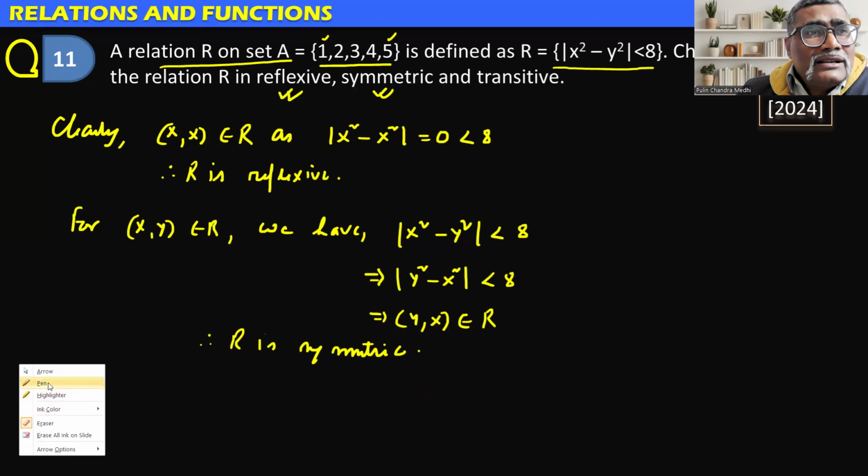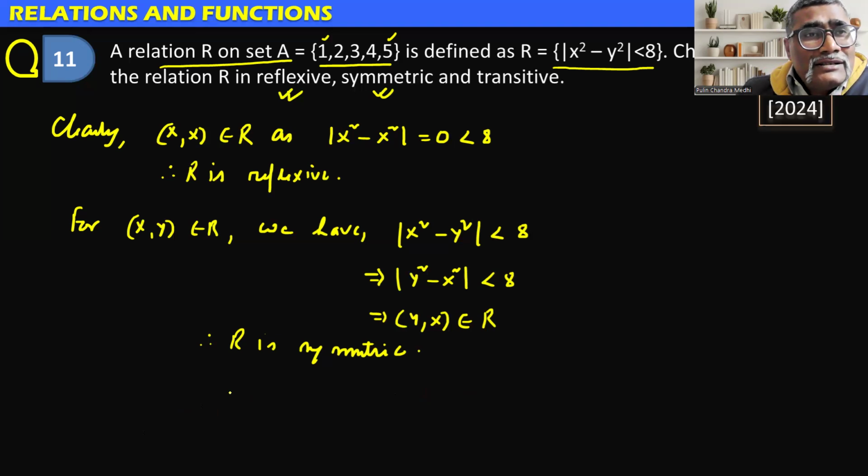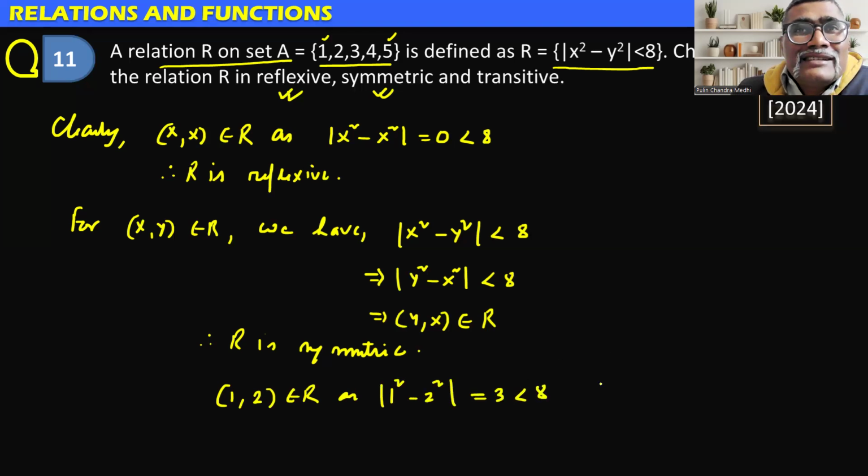First, let me try to take two numbers which are related to each other. Say 1 is related to 2. Is it related? Yes. Why is it related? As 1 square minus 2 square is equal to 3, which is much less than 8. So related. Now, which other number do I want to relate with these?